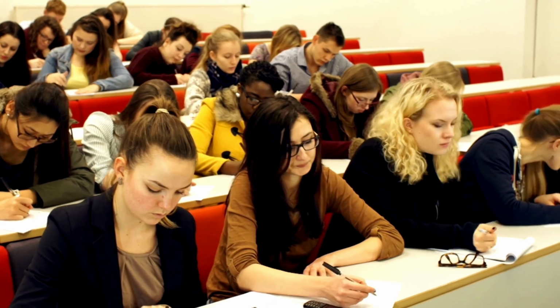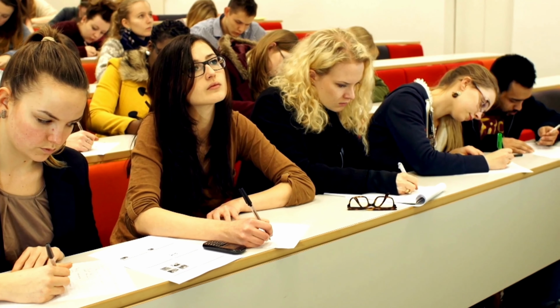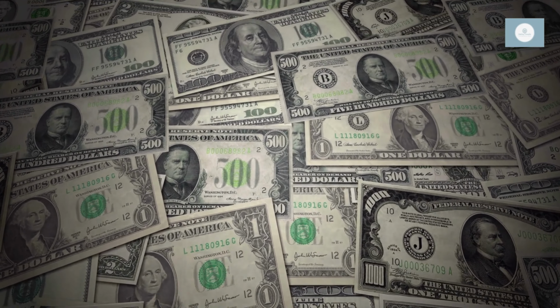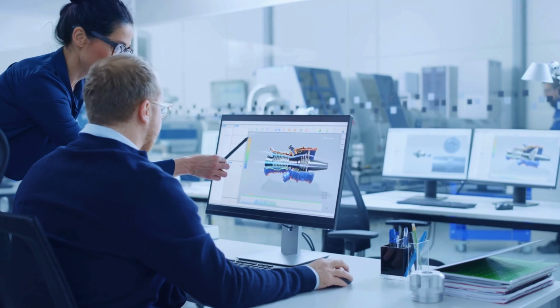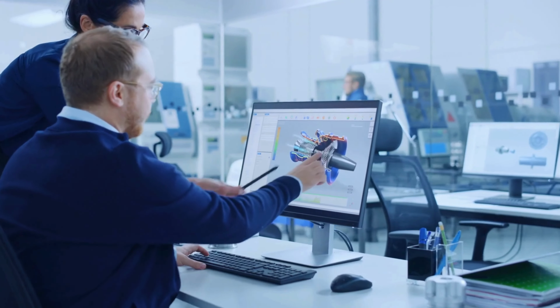Now, proof of funds is crucial. You need to show that you have enough money to cover your tuition fees and living costs. Generally, this means having at least £1,334 per month for living costs if you're in London. This can be provided through bank statements or financial evidence.